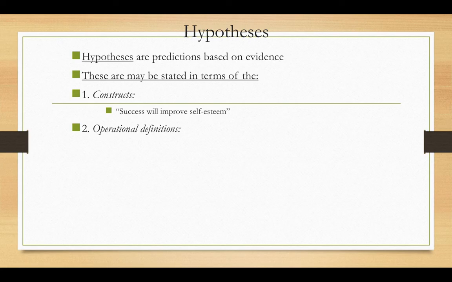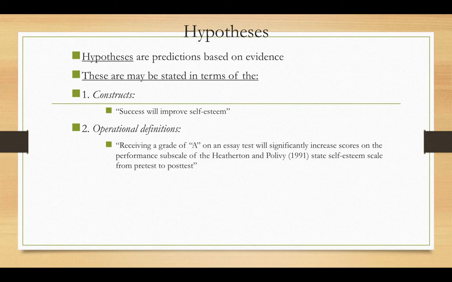So here we can still state the exact same hypothesis of success will improve self-esteem, but now in more specific detail. So we can say something like the following: receiving a grade of an A on an essay test will significantly increase scores on the performance subscale of the Heatherton and Polivy state self-esteem scale from pre-test to post-test. So now, whenever you read this specific hypothesis, there's no way for you to misinterpret what you mean by success, what you mean by improve, and what you mean by self-esteem. Does that make sense?